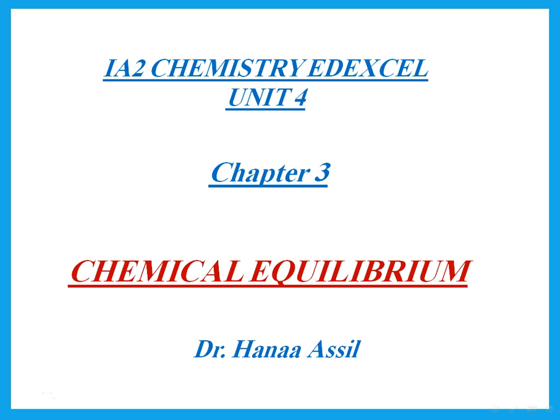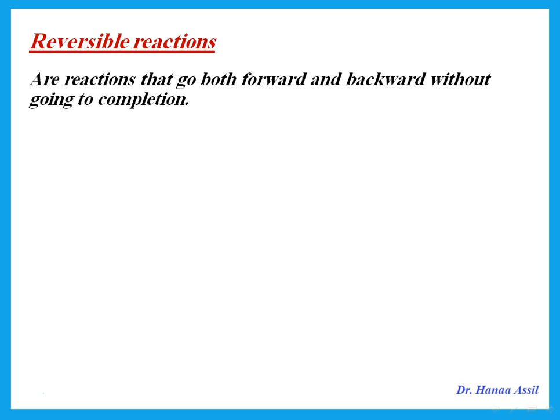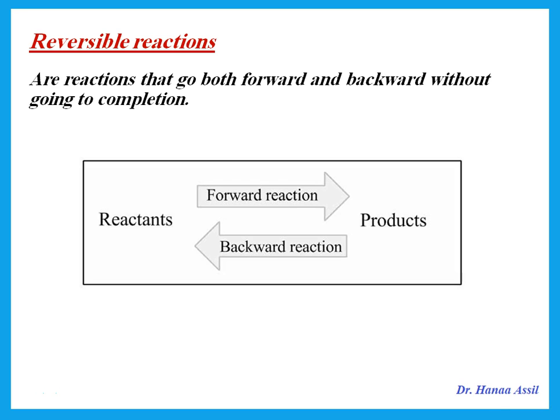This is for IA2 chemistry at Edexcel, but it could apply to any other syllabus. So let's talk about chemical equilibrium. This has to do with reversible reactions, and you should know that reversible reactions are reactions that go both forward and backward without going to completion.